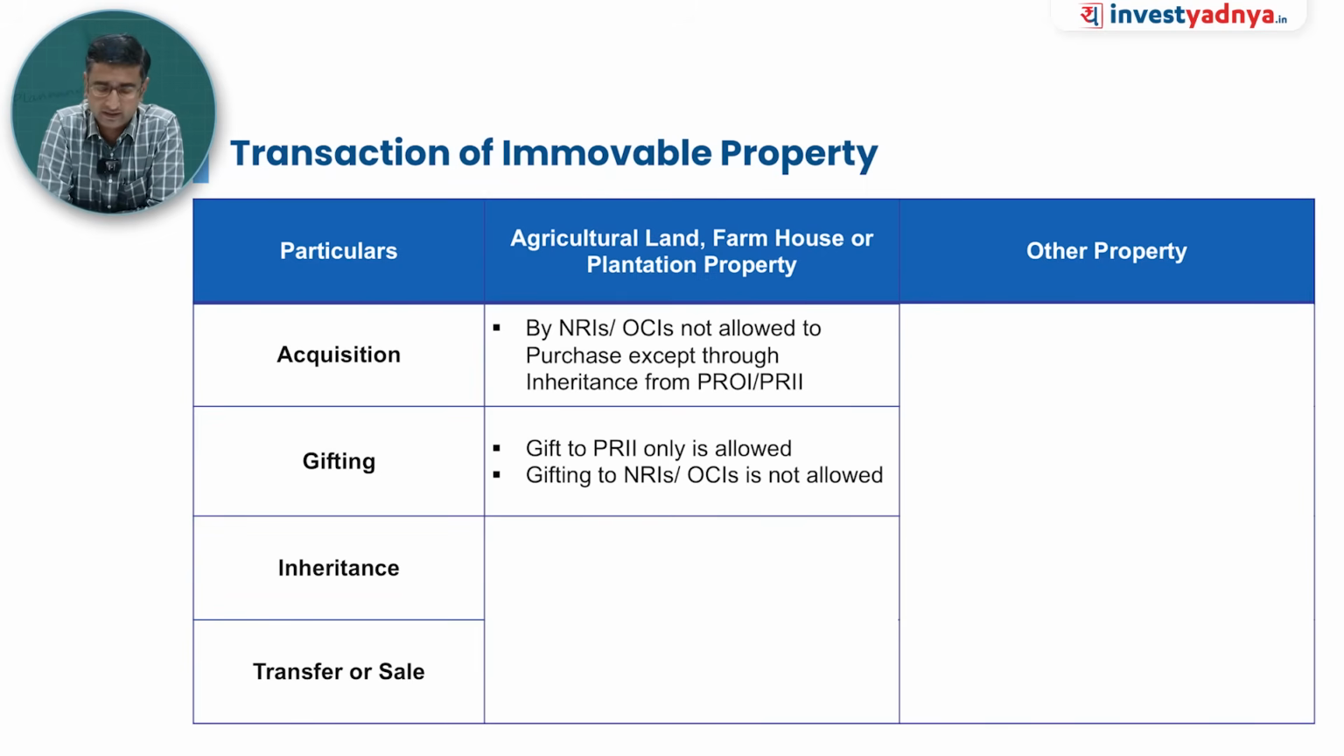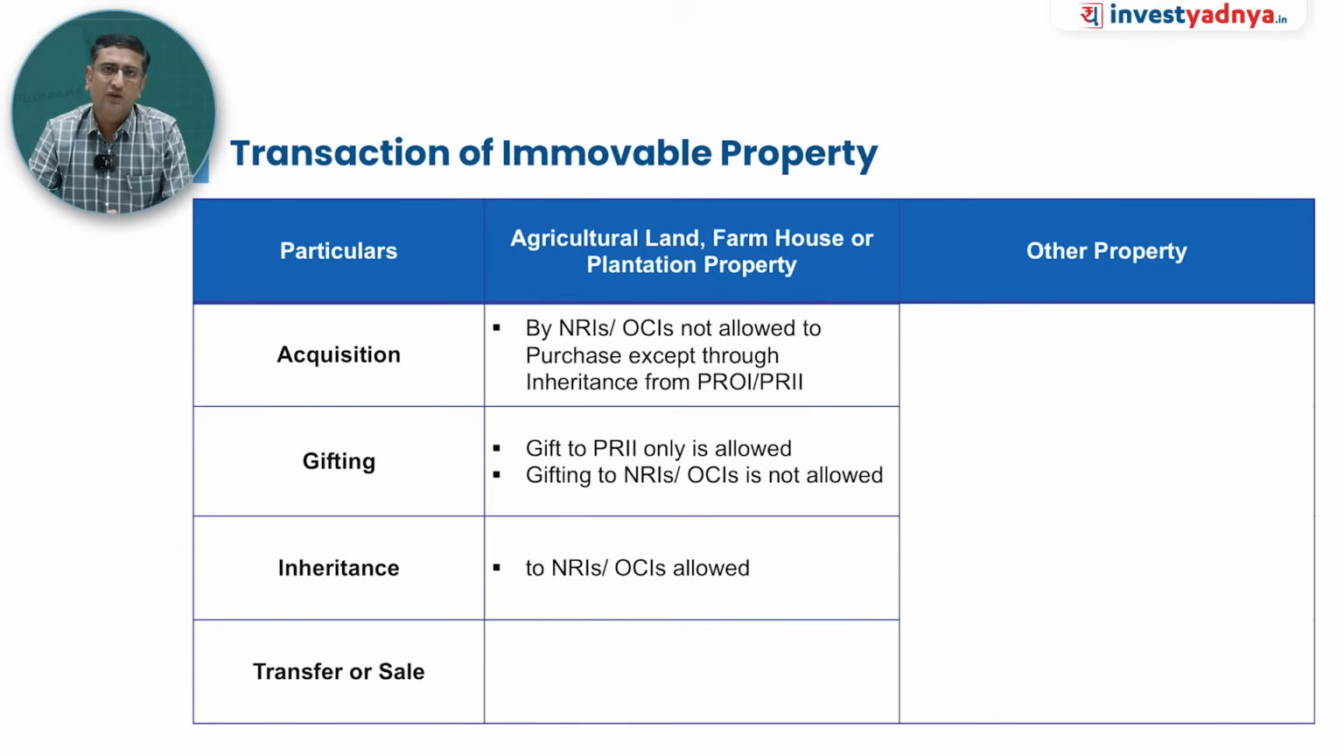Then inheritance. What about inheritance? I am not purchasing, I am not receiving as a gift being an NRI or OCI, but I got these three properties in the form of inheritance. Some of my forefathers were there, and through their will or without a will, I got the property after their demise. Because it is not in my hand, FEMA has specifically allowed these transactions in these three assets, agricultural land, farmhouse and plantation, to be received by OCIs and NRIs in the form of inheritance. So if an NRI or OCI receives these properties because of inheritance, they are allowed to hold those properties.